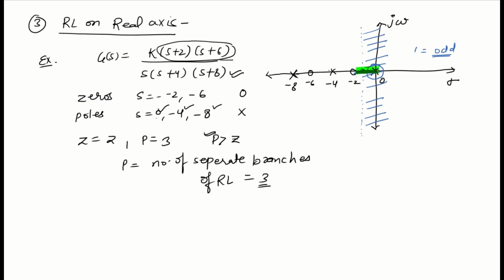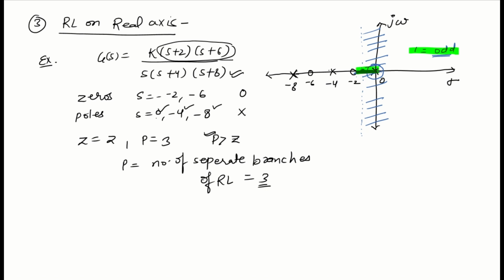From 0 to -2, this section will lie on the root locus, since the total number of roots on the right is 1, which is an odd number. So the section from 0 to -2 will lie on the real axis. Now again we will go further.